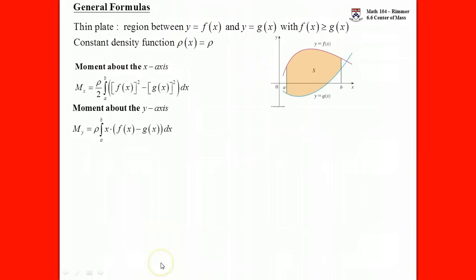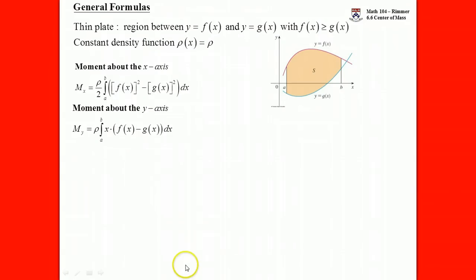The moment about the y-axis is different though. About the y-axis, you have this radius x, and then the difference between the two functions. This is kind of like shells here. The first one's like washers, and then the second one's like shells. You have this radius, and you have the height of the rectangle, f of x minus g of x. No squaring at all, and the radius is x for the moment about the y-axis.